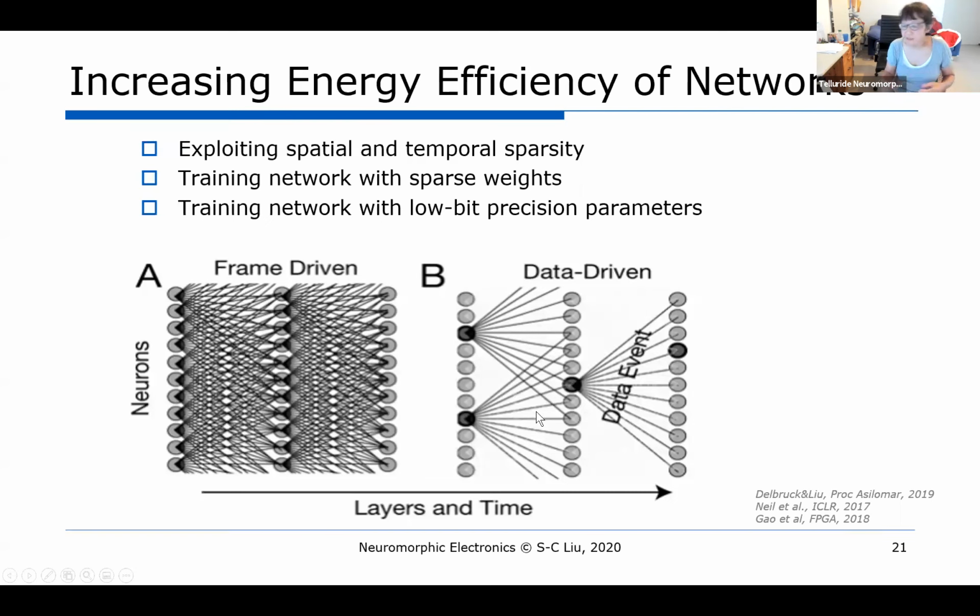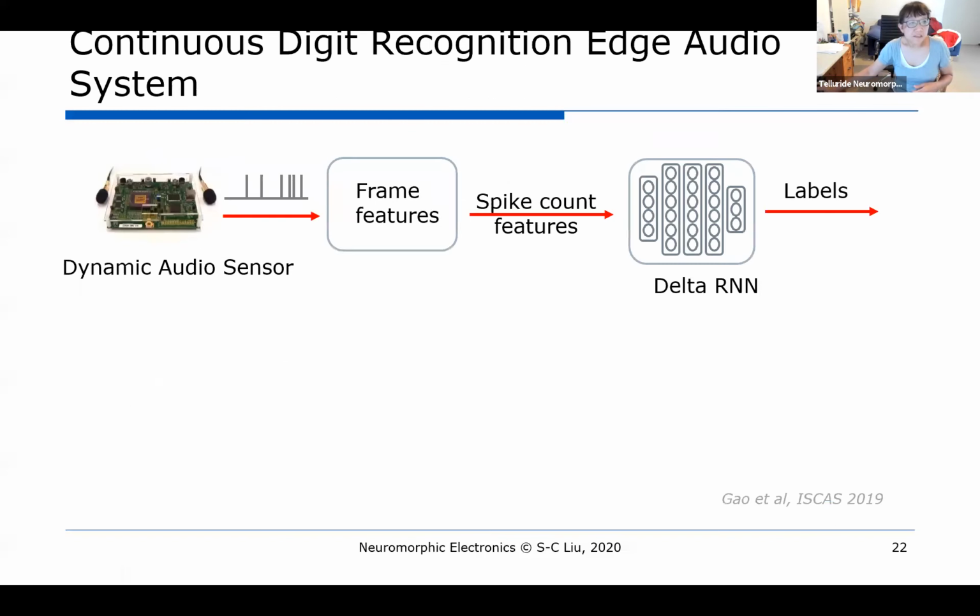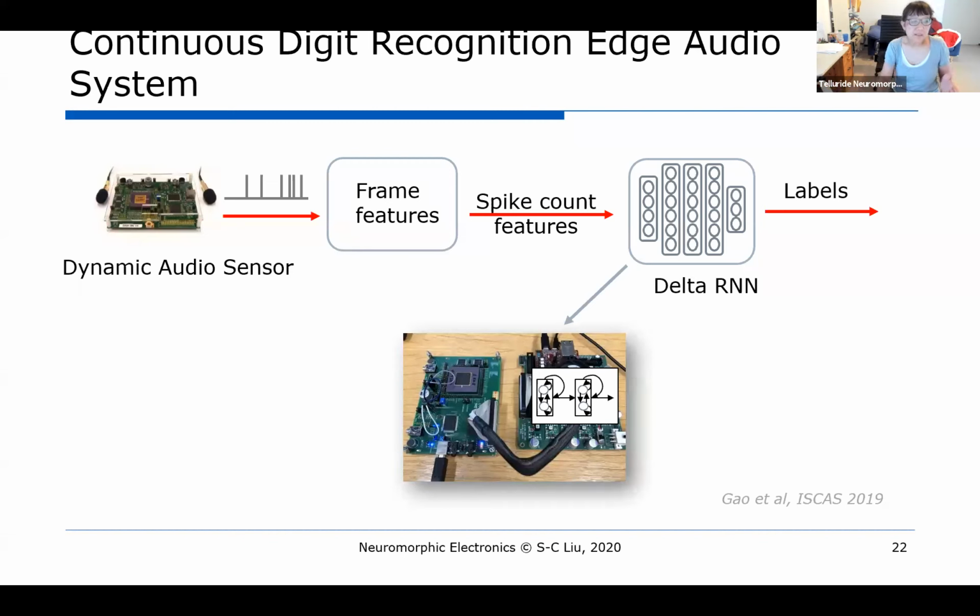And so this is something that we're using also in a system for continuous digit recognition. So quickly here, we have a dynamic audio sensor where you can get frame features that you now drive what we call a delta recurrent neural network, based on this data-driven idea that we've talked about. You can put it on an FPGA board.